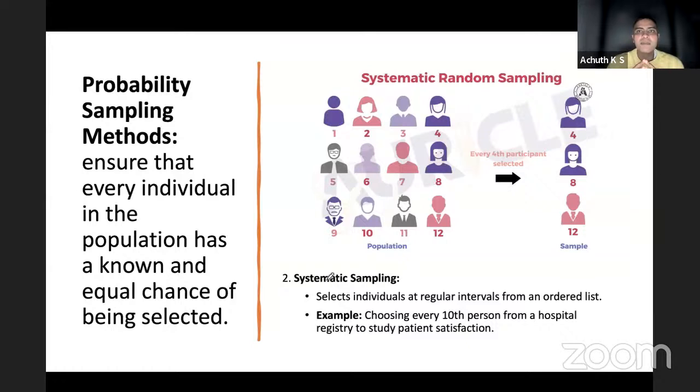Next, we have systematic random sampling. How do we do this? List out the individuals and you say nth number I will take as a sample. That is, every third person I'll take as a sample. Here, the example is every fourth participant is selected. Okay. Every fourth person who is visiting the hospital, I will take them as a sample. Okay. This is a systematic random sampling. You are using some system here.